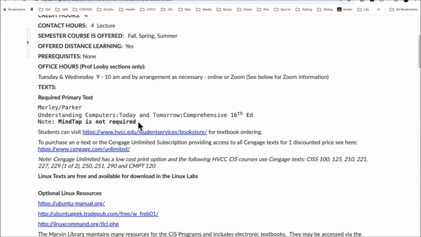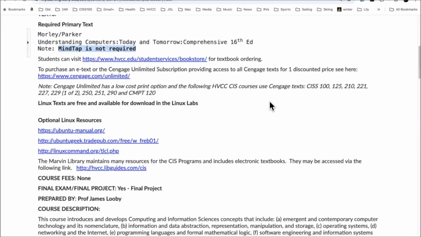Note that MindTap is not required. That's the publisher's extra, their technology piece. I don't think students need to be paying for that. We have our own piece with the Linux labs that goes far in advance, far beyond what the publisher does. So that is that.